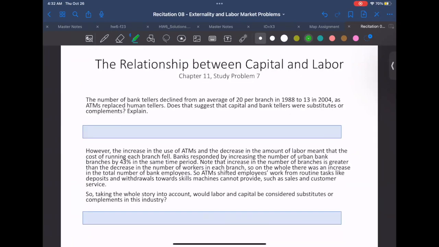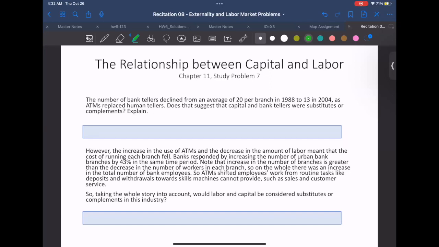Okay, so now we're going to go over some quick substitutes and complements questions. So first, let's talk about the relationship between capital and labor. The number of bank tellers declined from an average of 20 per branch in 1988 to 13 in 2004 as ATMs replaced human tellers. Does that suggest that capital and bank tellers were substitutes or complements?